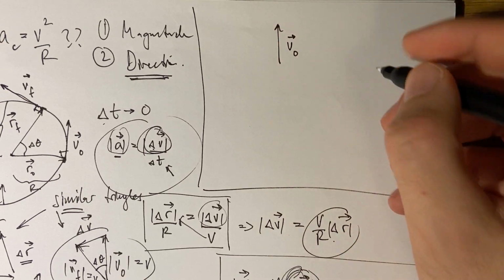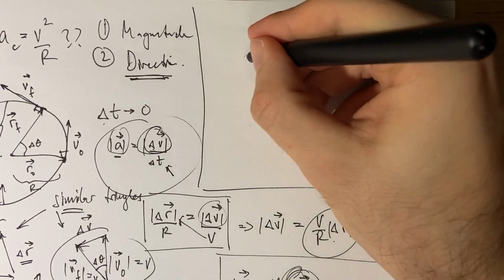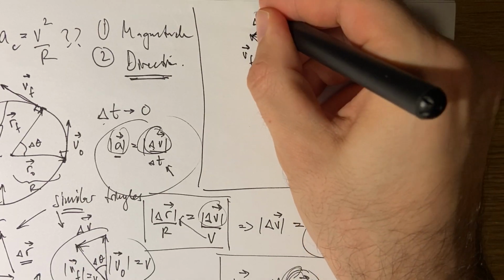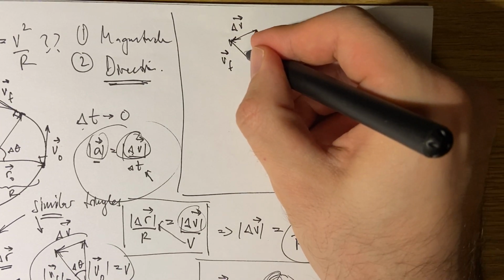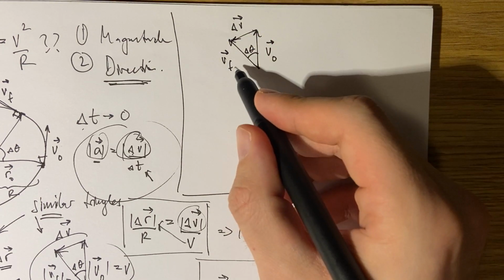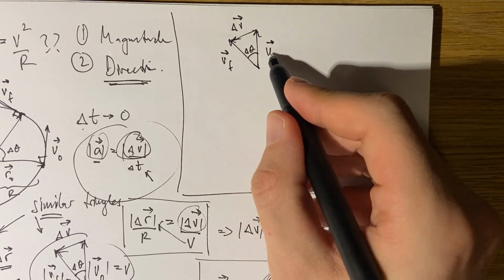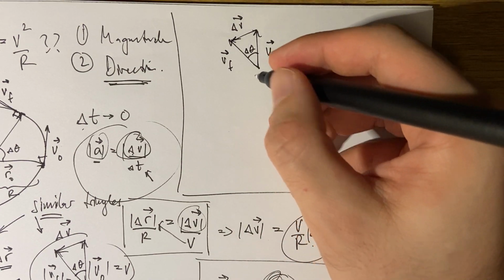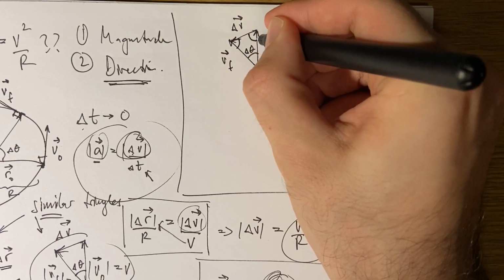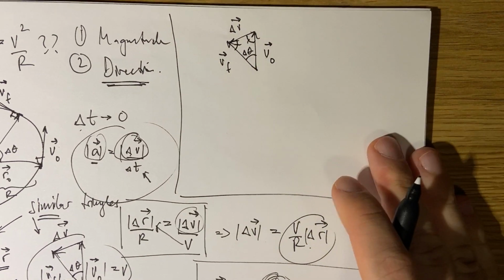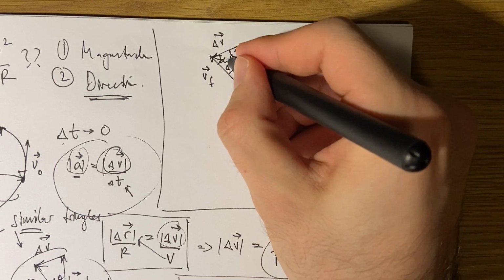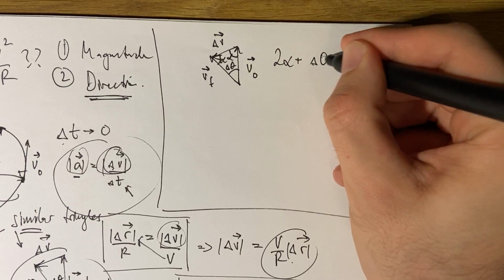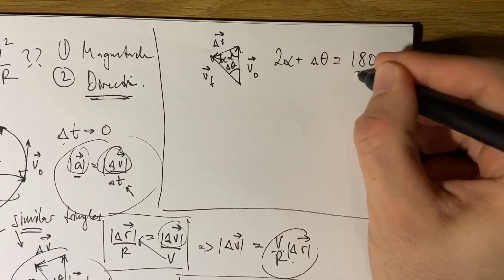the initial velocity vector here, final velocity vector here, and the resultant, the change in the velocity vector here, with this delta theta. And we've said before that the magnitude of these two vectors is the same, which means that it's an isosceles triangle, with these two angles being the same, we can call these two angles alpha. This gives us that 2 alpha plus delta theta equals 180 degrees.